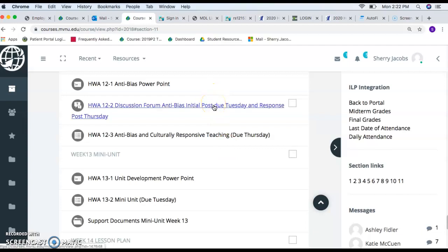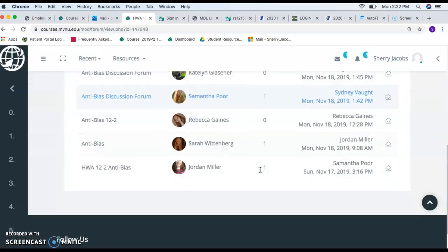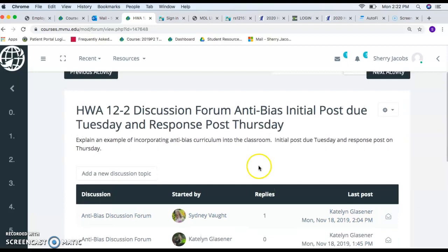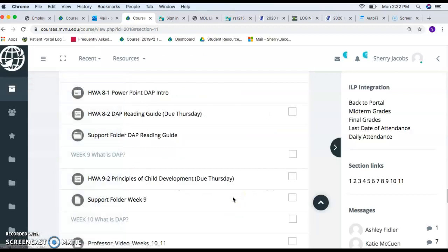For anti-bias, there is a forum. Looks like several people have already started posting on it, where you explain an example of incorporating anti-bias curriculum into the classroom. The initial post is due Tuesday night with the response on Thursday. As always, please make sure that you keep the forum rubric very close by as you're working.